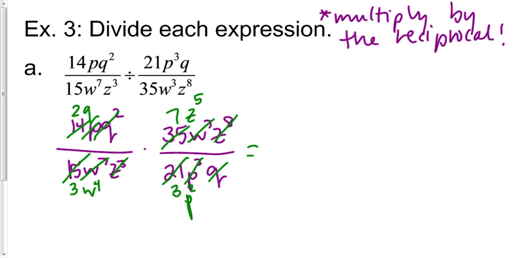All right, now let's see what we have left. So you want to do this neatly so that you don't cross out things that don't need to be crossed out. But what I have left is 2q times 7z to the 5th. That's 14q z to the 5th over, on the bottom I have 3 times 3. That's 9w to the 4th p to the 2nd. 9p squared w to the 4th, going in alphabetical order here.